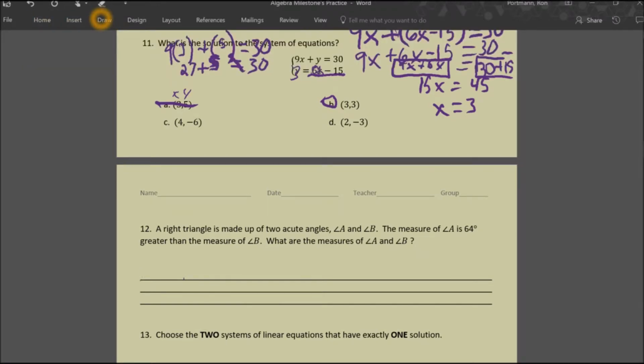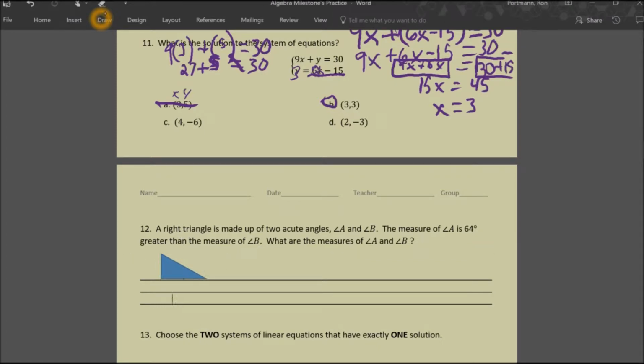All right, so it says a right triangle is made up of 2 acute angles, angle A and angle B. Guys, anytime you hear the words right triangle, or you've got a word problem you don't know how to do, draw a picture, all right? Like there is a right triangle. Okay, so we're going to assume this is our right triangle.